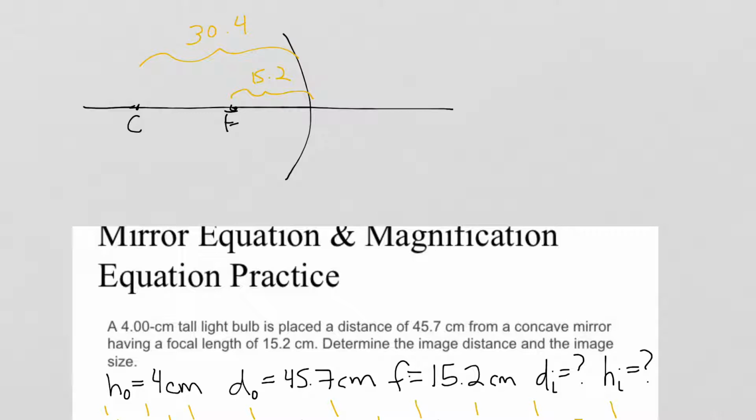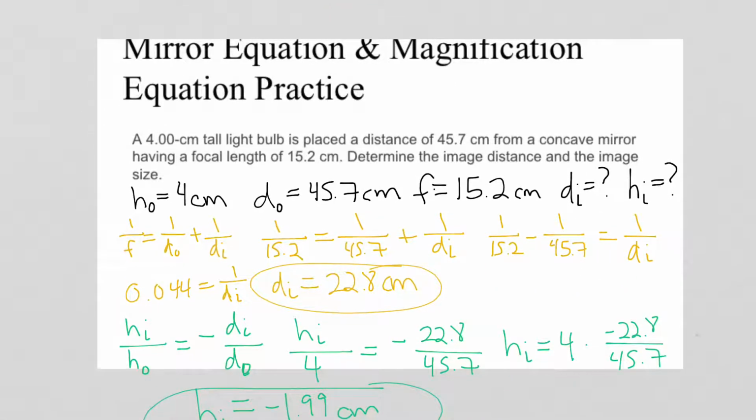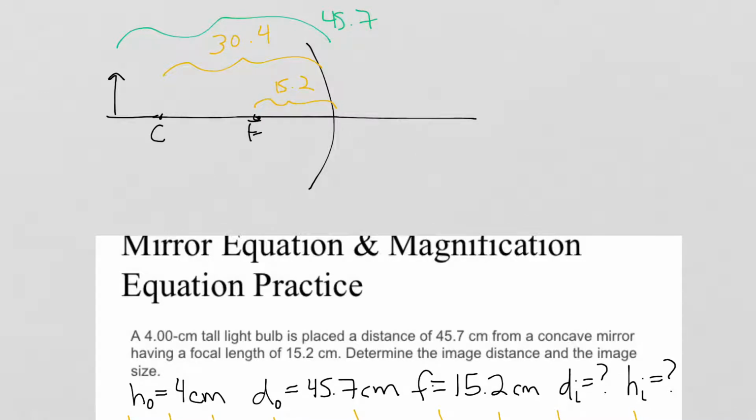And if we look at our problem, look where the light bulb is. It's at 45.7. So it is back here. So this is an example of an object that is beyond C, and we know that objects beyond C end up having images that are between C and F that are inverted. And what answers did we get for our image? Well, our image distance is at 22.8. That happens to be in this region, right? In between, it's less than 30 but more than 15.